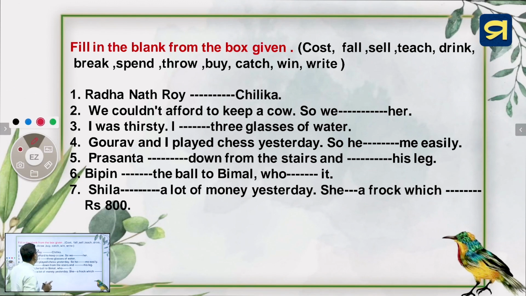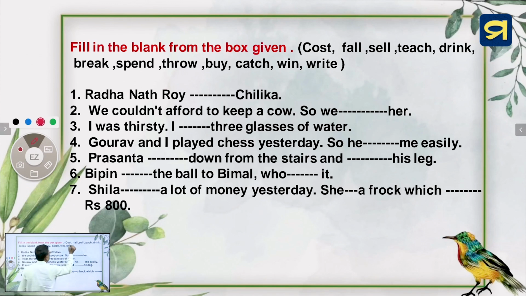Fill in the blanks from the box given. What words are given? Cost, fall, sell, teach, drink, break, spend, throw, buy, catch, win and write. And these 7 questions are given. We have to find out the particular verb and insert the right verb in the blank. Radhanath Rai wrote Chilika. You find out.